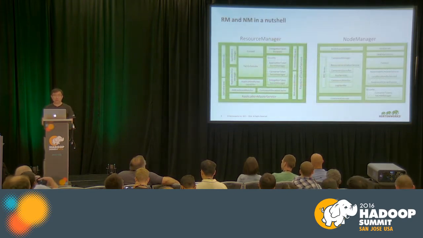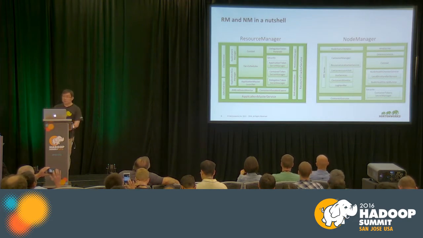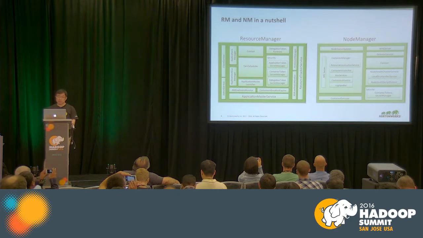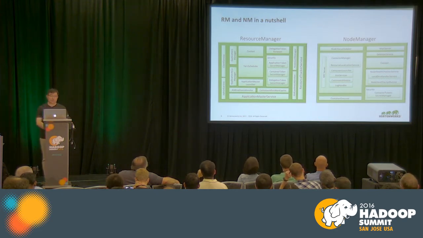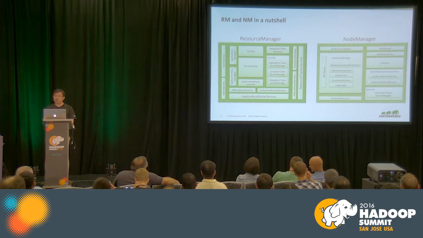So let's quickly look at the internals of the resource manager and the node manager. For the resource manager, the main focus is on scheduling the resources, so they have a YARN scheduler there. They also have an application master service to serve the resource requests. It also has the resource tracking service to manage all the node managers, so their heartbeating is handled between RM and NM. It also has a client service and admin service to serve the YARN client and some admin command line.